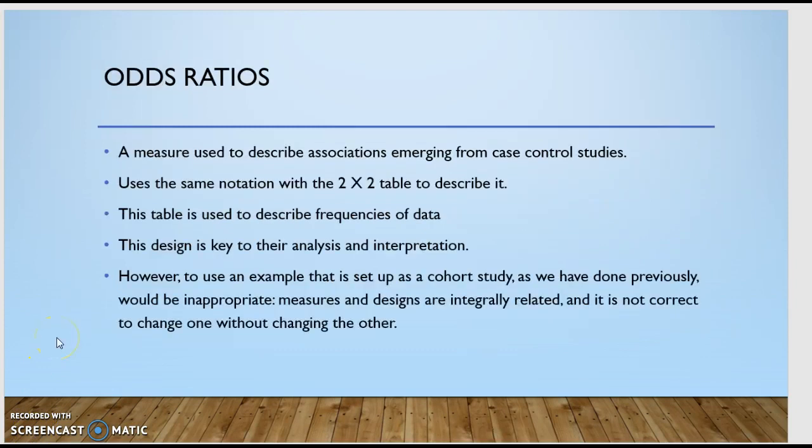Odds ratios are a measure used to describe associations emerging from case control studies. This uses the same notation within the 2x2 table to describe them. This table is used to describe frequencies of data. This design is key to their analysis and interpretation. However, to use an example that is set up as a cohort study, as we have done previously, would be inappropriate. Measures and designs are integrally related, and it is not correct to change one without changing the other.